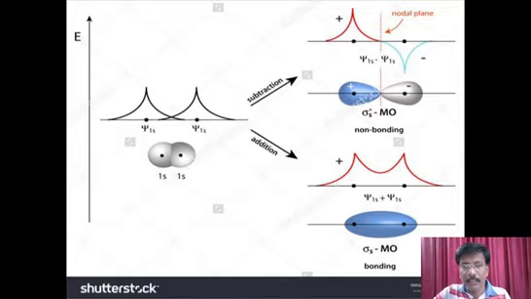So both get cancelled. That's why we get anti-bonding. That is what we call non-bonding. So this is the interaction and sign convention as far as atomic orbitals converting into molecular orbitals. This is a very key concept to understand what molecular orbitals are. Based on this, molecular orbital theory is built.